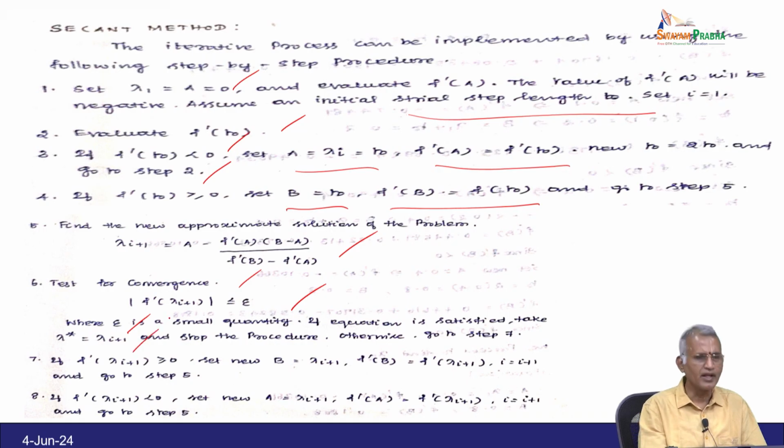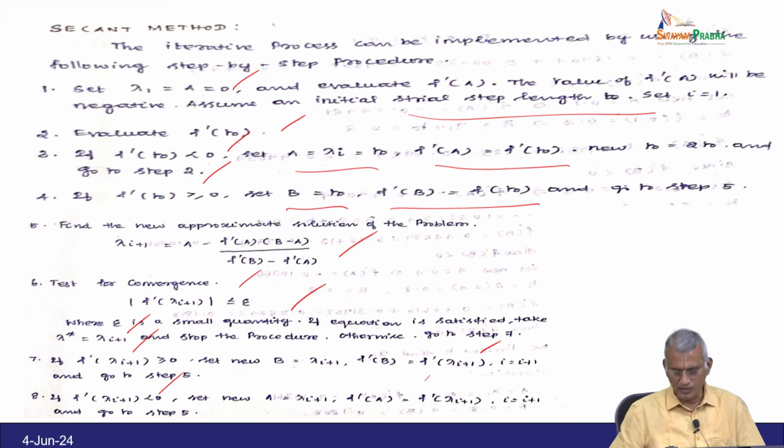If f dash of lambda i plus 1 is positive, set new b equal to lambda i plus 1, then f dash of b equal to f dash of lambda i plus 1, where i equal to i plus 1, and go to step 5. If f dash of lambda i plus 1 is negative, set new a equal to lambda i plus 1, and f dash of a equal to f dash of lambda i plus 1, where i equal to i plus 1, and go to step 5.